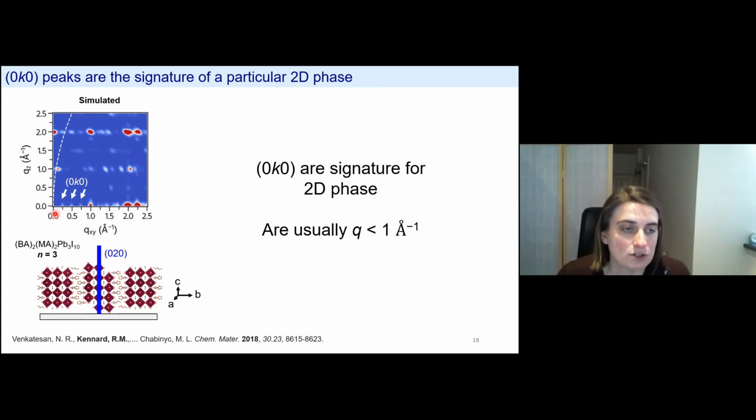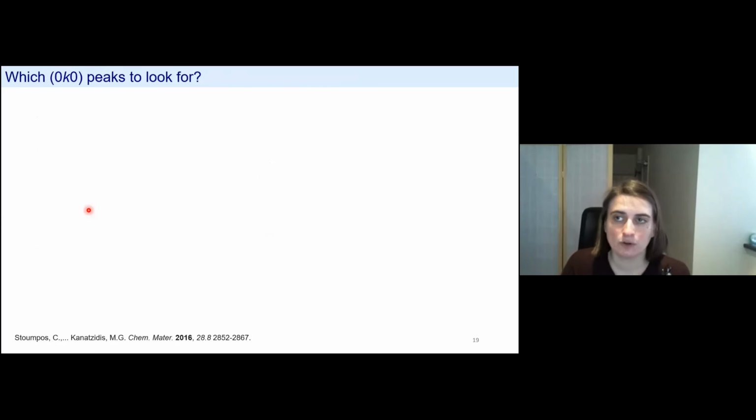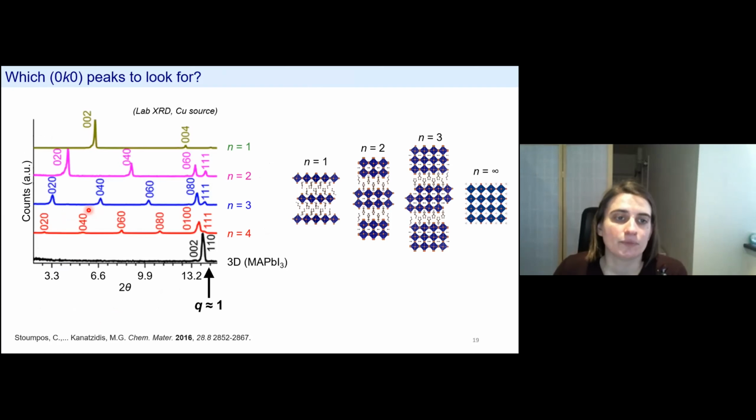OKO peaks are usually found below Q equals 1. So you just look at this region in the pattern and you can eyeball, oh, I have my phase, or oh, no, I don't. So which OKO peaks do we look for? The number and location of OKO peaks will vary with the N number. And usually for 2D perovskites, there are no other peaks in this region. So this is really useful to quickly say, oh, yes, I have this, or no, I don't.